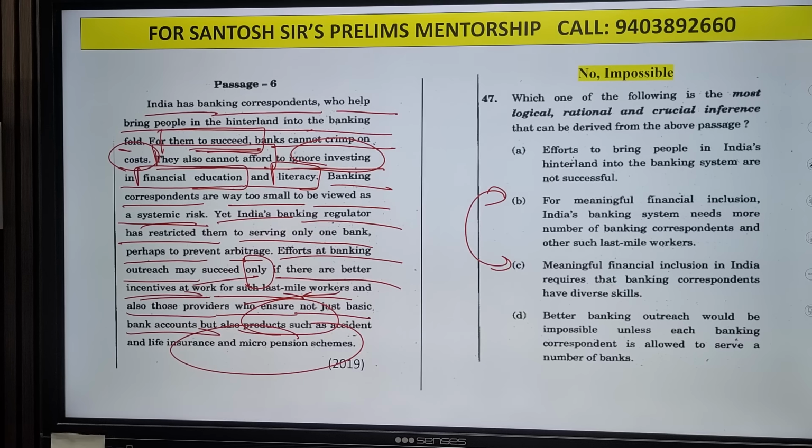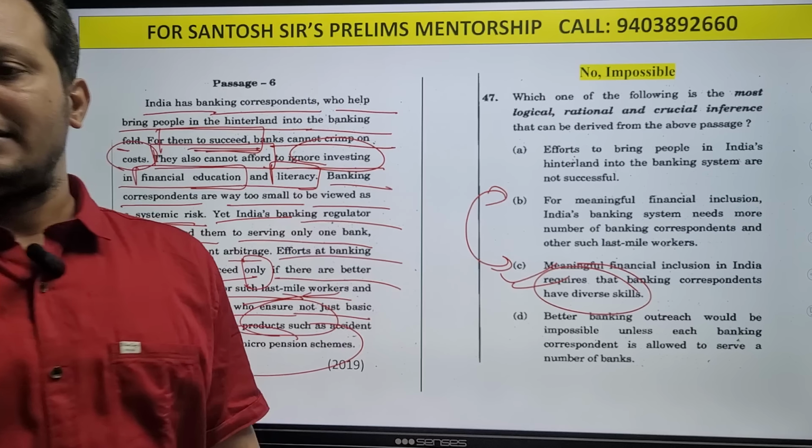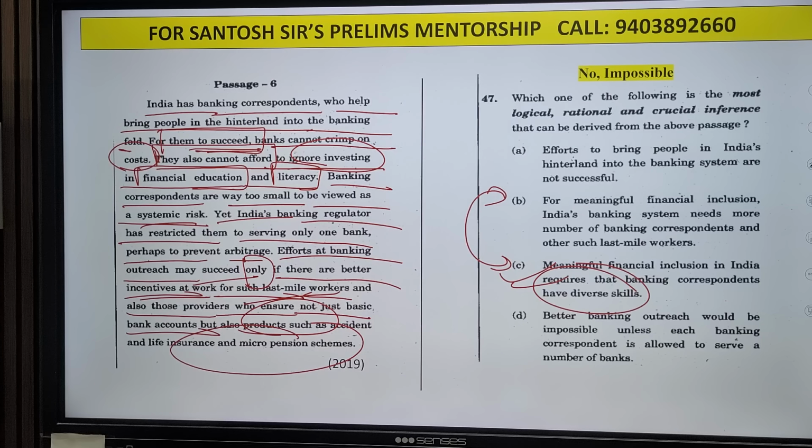So which will it be? I think option C, which has diverse skills. I think that is a better suited option. How many of you think that? Because the passage is not talking about having more banking correspondents. The passage is talking about what? Offering more services. How many of you believe this? Let me see how many of you can answer this.